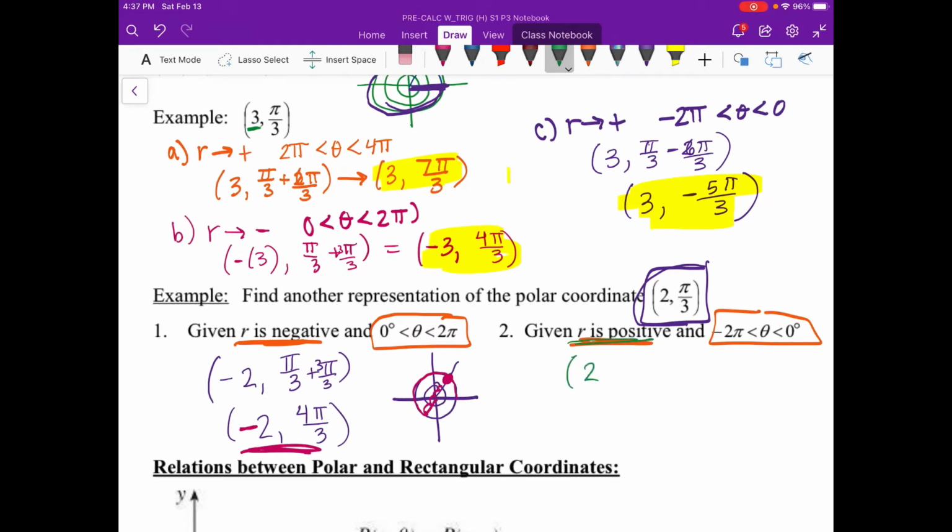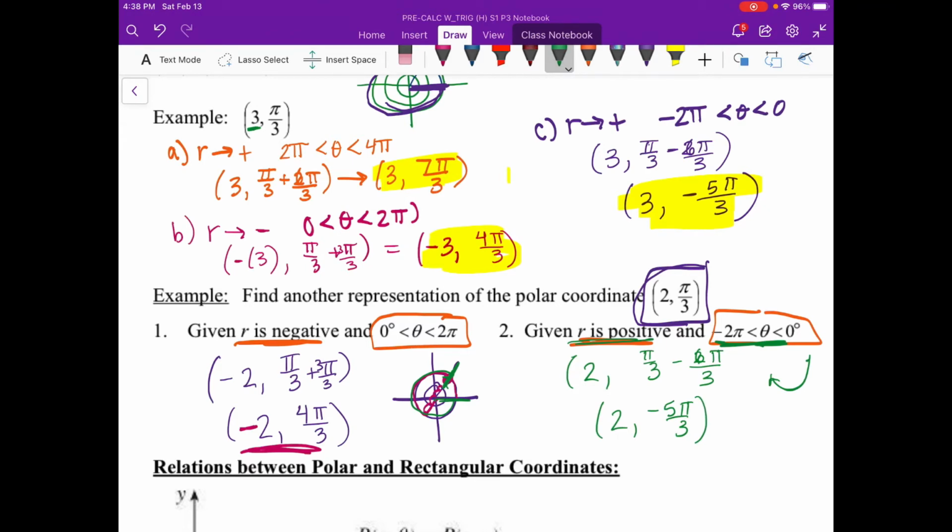For number 2, I want r to be positive, so 2 is going to stay the same. But this time I'm going in the opposite direction, right? Negative angle going this way. So how can I start here, go in the opposite direction, and end up there? I'm going to mathematically just subtract the 2 pi. So pi over 3 is where I started, subtract the 2 pi, which again is the same as 6 pi over 3, to make sure I have a common denominator, and that gives me negative 5 pi over 3, which would make sense for that angle.